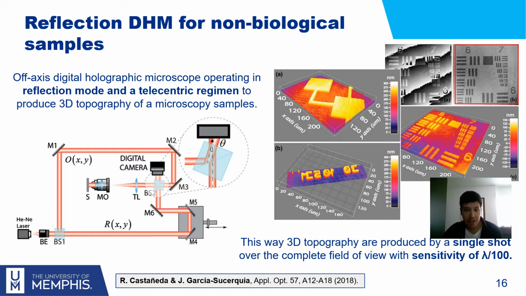The information of the camera planes is recorded in the image plane, and this method, as I previously mentioned, is particularly useful for non-biological samples, essentially reflecting samples made of some metallic surface or some metallic components. So, for instance, with the MEMS or with a reflection USAF test, we can see that the sensitivity of the method is considerably increased in this setup, and at the same time, we can keep the resolution within the limits provided by the telecentric limit.